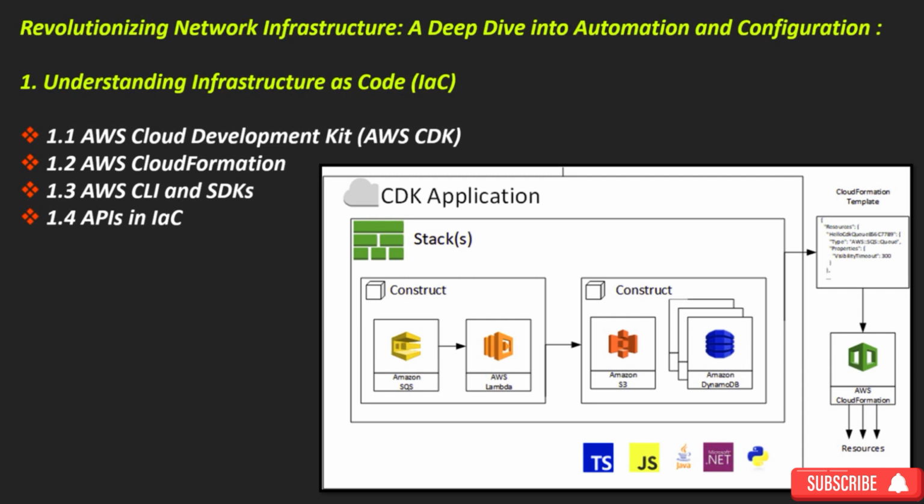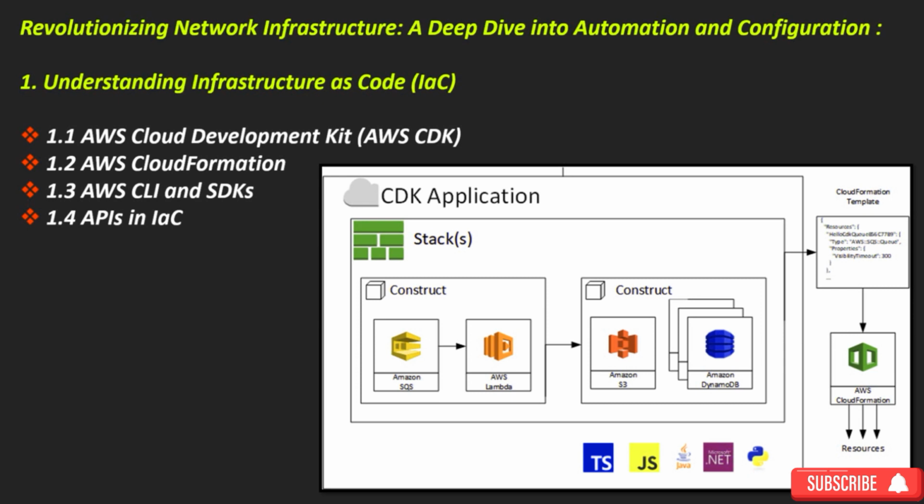So what about the AWS CLI and SDKs? The AWS command line interface, that is AWS CLI, and the software development kits, that is SDKs, offer additional flexibility for automating infrastructure tasks. Understand? These tools allow for scripting and integration with other systems, providing a powerful means to automate the complex workflows we can create.